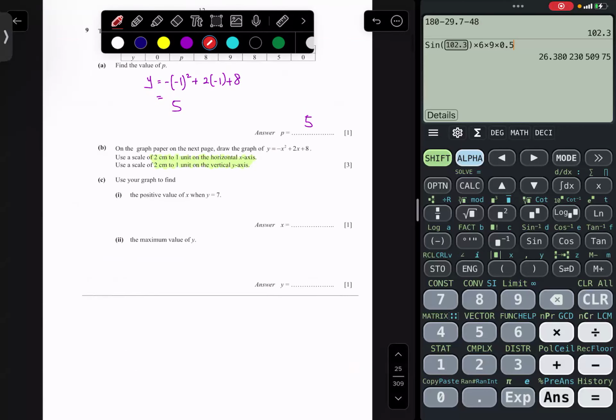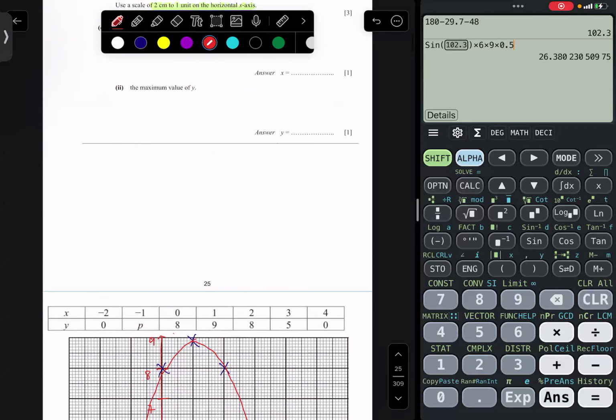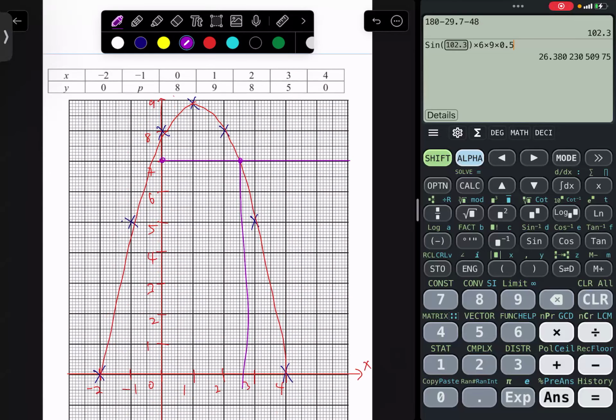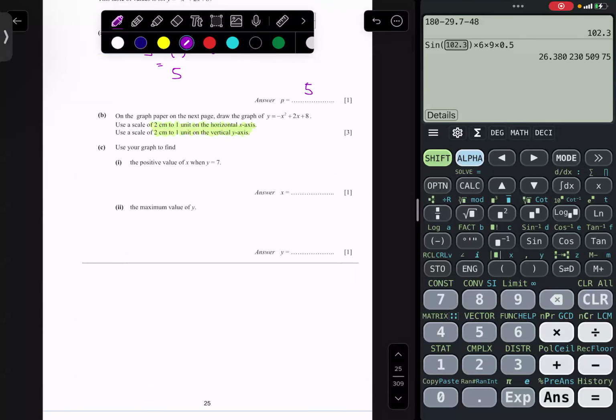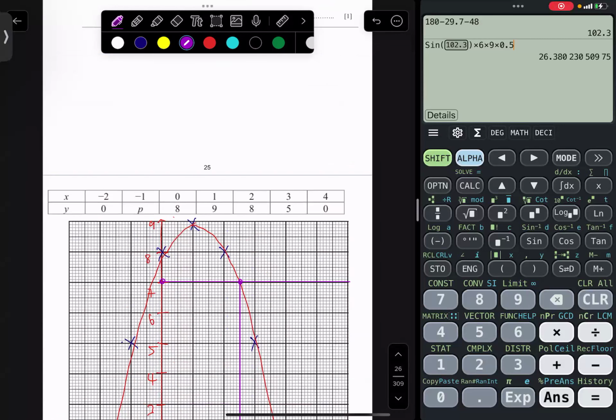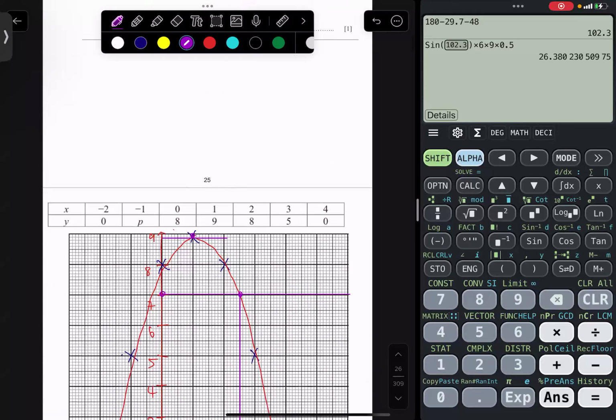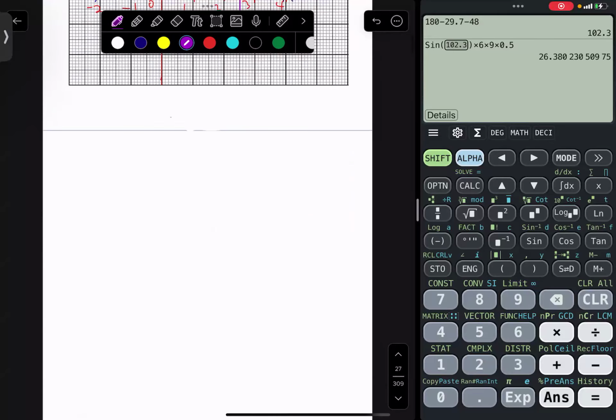Now, what are we supposed to do? Use your graph to find the positive value of x when y equals 7. So y equals 7 is this line down here. It touches the x coordinate over here. If I bring it down, this would be a value of 2.5. The maximum value of y turns down here, so the maximum value of y is 9. Quite a straightforward paper. All right, done.